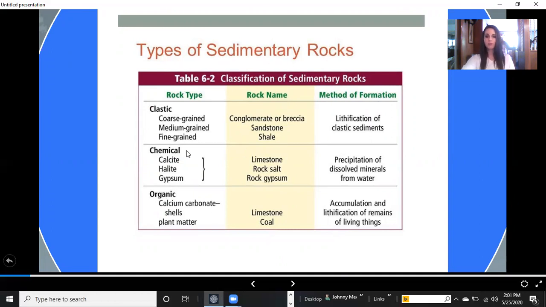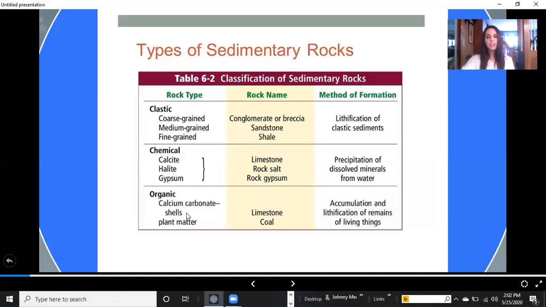Here we have our chemicals. So sedimentary rocks that are formed by chemicals. Some examples are calcite and halite and gypsum. The rock names are limestone, rock salt, rock gypsum. And the way they form is the precipitation of dissolved minerals from water. So basically what's going to happen is you have these dissolved minerals, and now that solute to solvent balance has been disrupted, and so now you have more of your solute, and it's going to come together and create minerals.